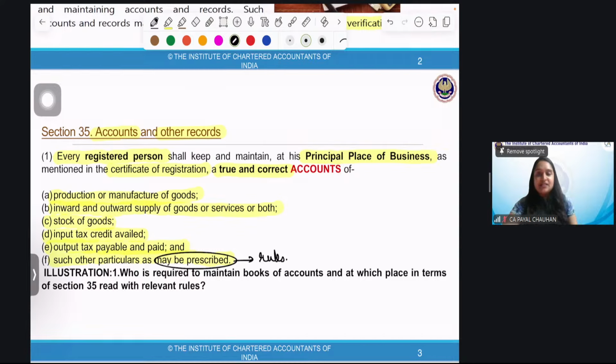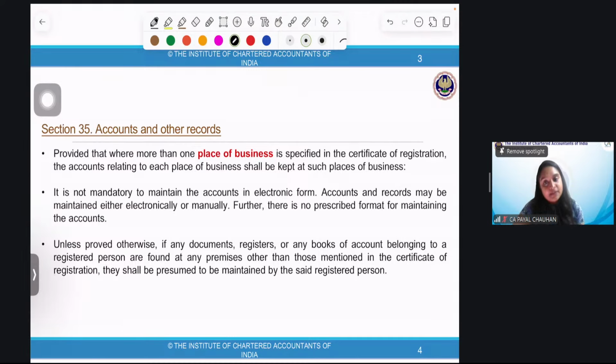Perfect. Now, section 35, accounts and other records. Provided that, now we'll see what we mean by place of business. I'll give you a live example which I have seen in my life, but first let me read this, then I'll give you an example. Provided that where more than one place of business is specified in the certificate of registration, the accounts related to each place of business shall be kept at such place of business. If you have more places from where you conduct business, then you have to keep accounts of every place of business.